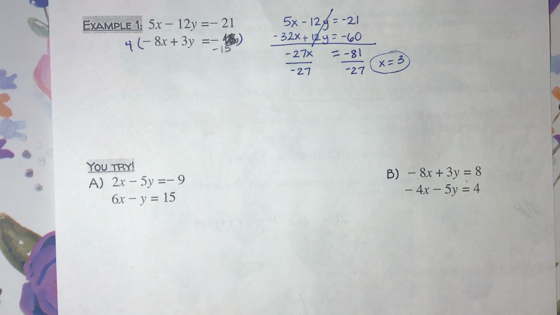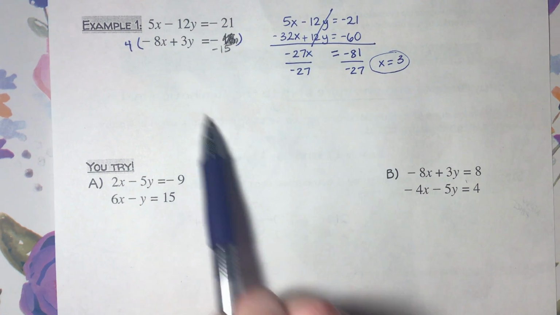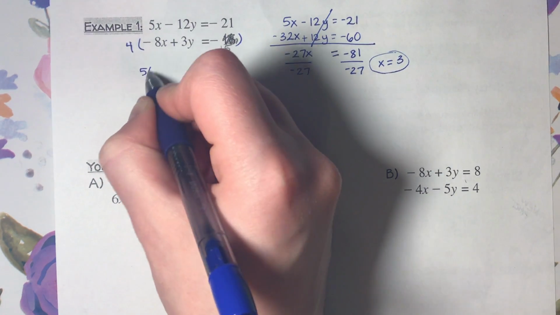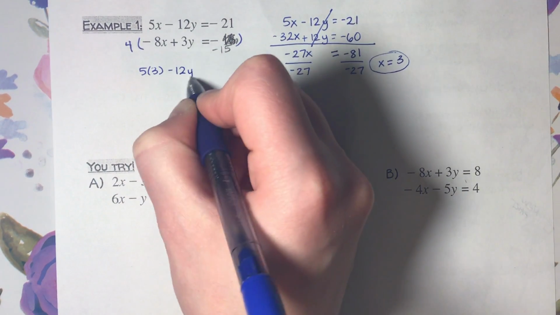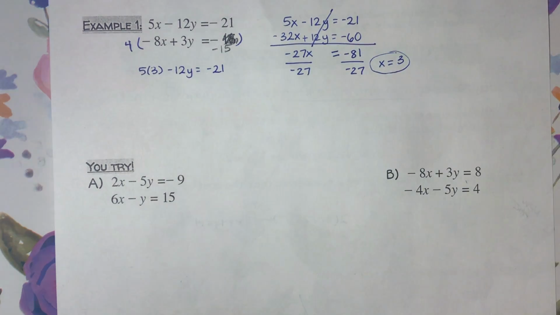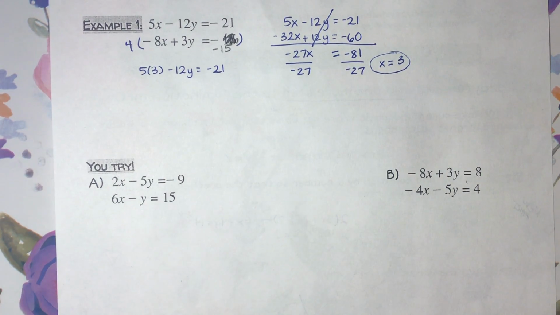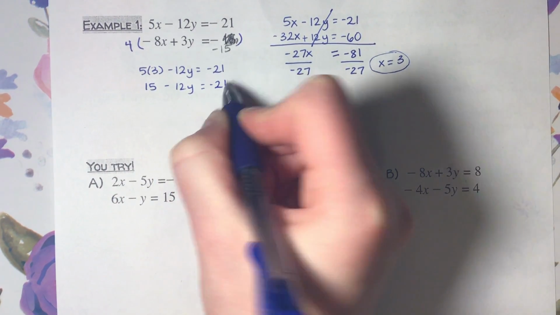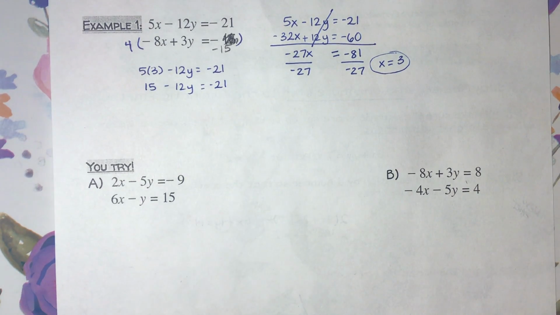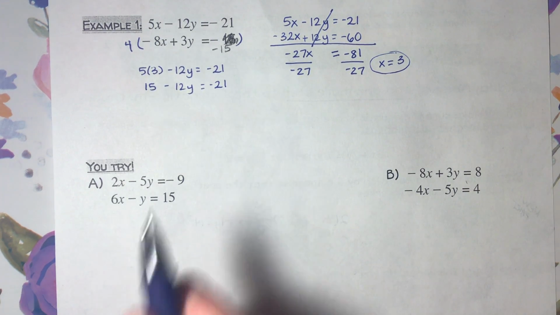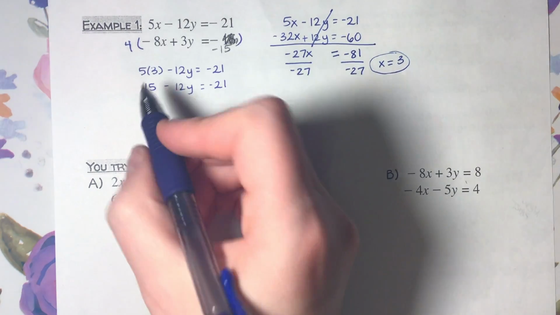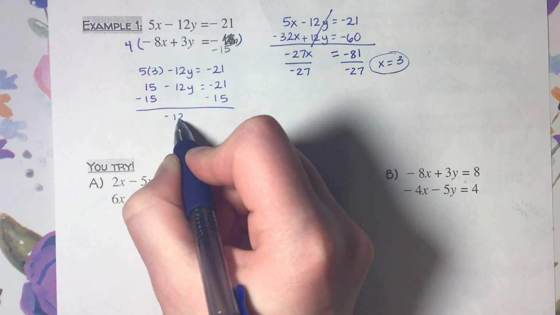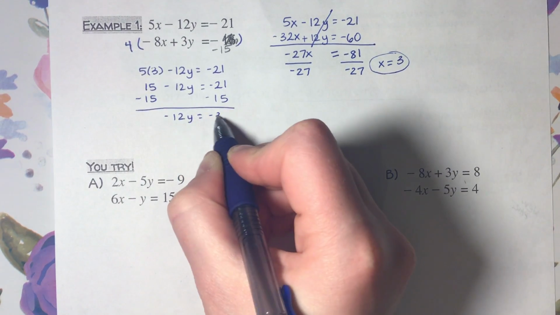In order to figure out what y is, I'm going to take this x equals 3 and substitute it back into my top equation. So this is going to get me 5 times 3 minus 12y is equal to negative 21. Well, 5 times 3 is 15, so I have 15 minus 12y is equal to negative 21. And I'm going to start isolating this y. So this is a two-step equation. I need to get rid of this positive 15 first, so I'm going to subtract it from both sides. So I have negative 12y, don't lose that negative, is equal to negative 36.